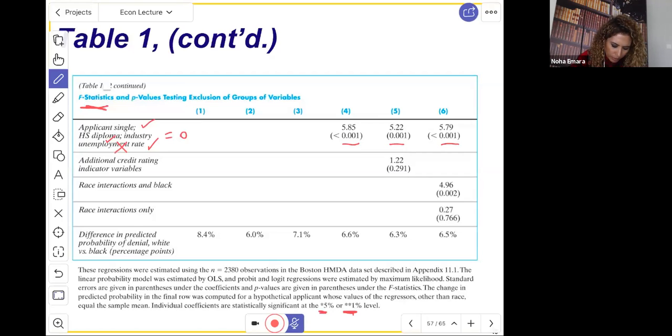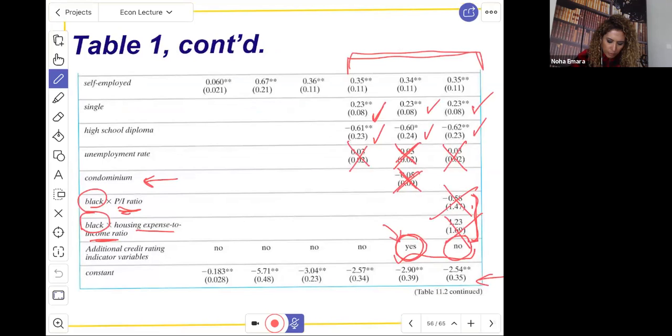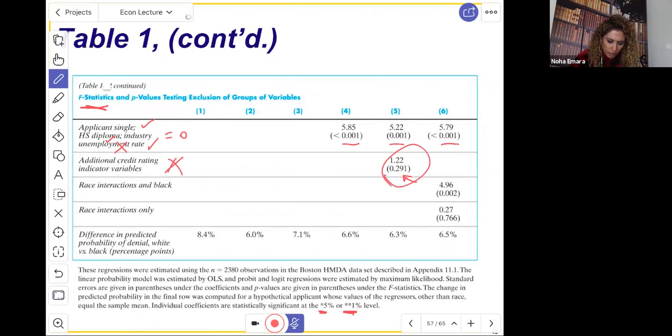What else? Additional credit rating indicator variables. Actually, this is showing us that there is a 29.1% probability that they are equal 0. So actually, you know what? Having them is not statistically significant. You can actually remove them. Okay, so you can remove them based on this test.